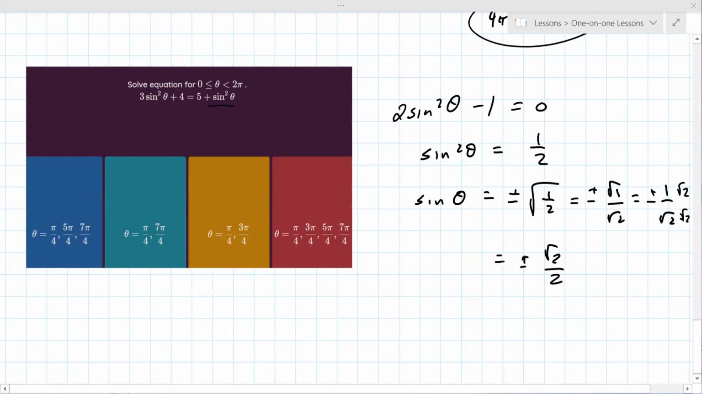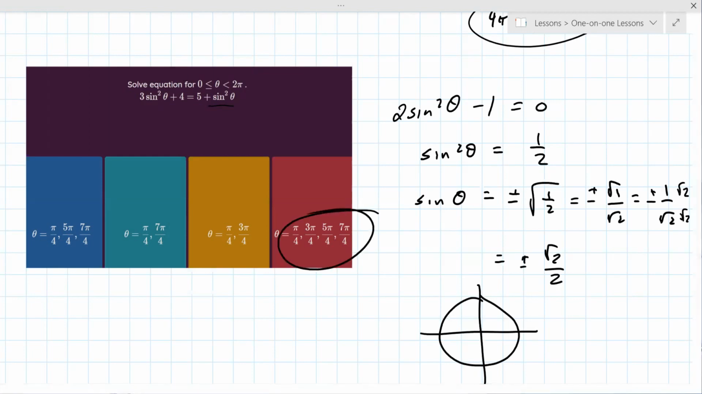It's gonna have like 4 answers because I think it's gonna be 3 pi over 4, pi over 4, then 7 pi over 4, and then 5 pi over 4. It's all the pi's over 4. All right. You got it.